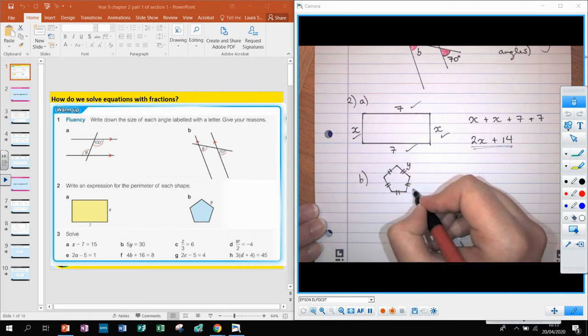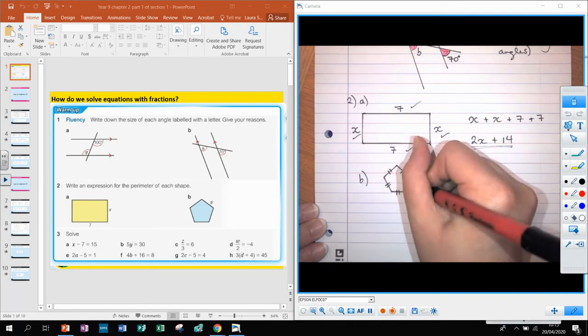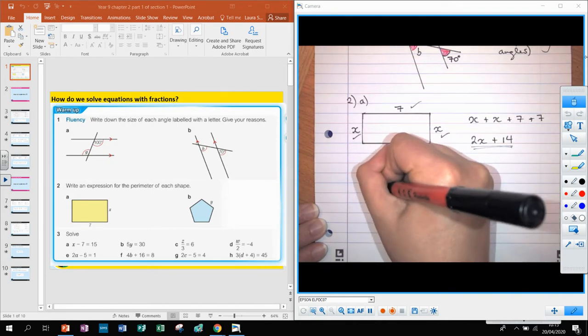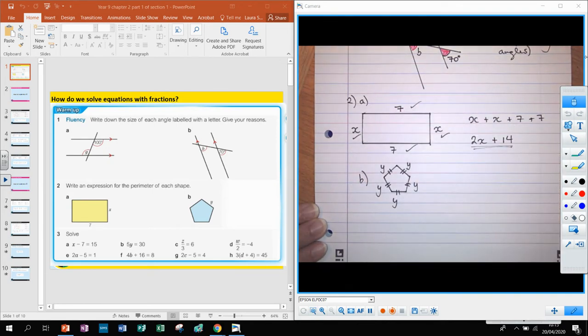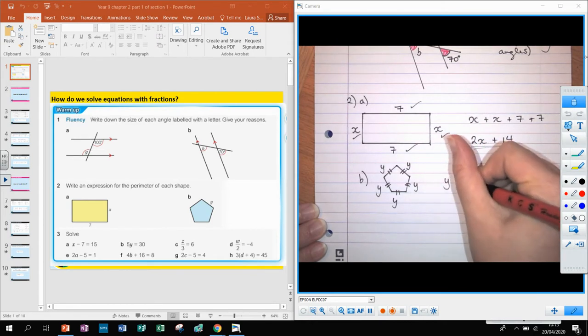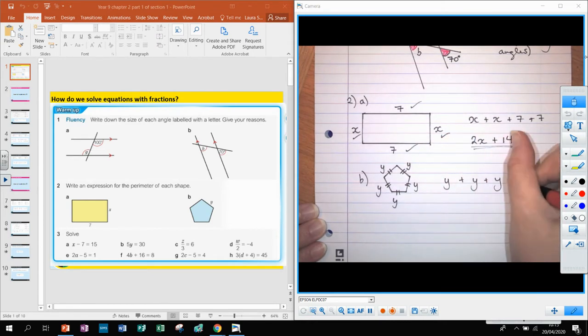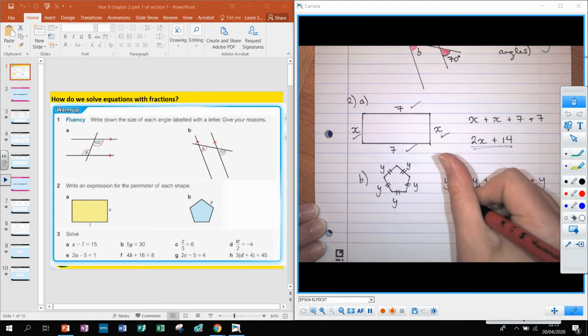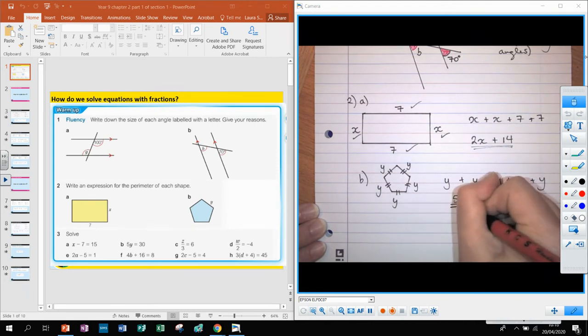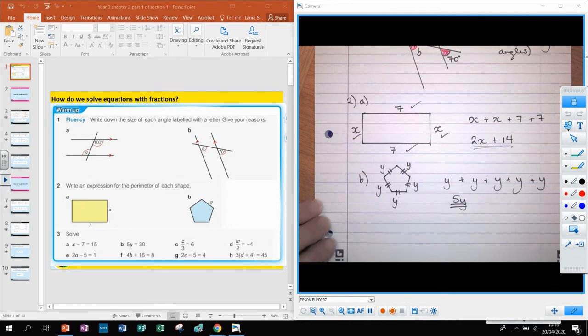So we've got y being one length. Since it's regular, all of those lengths are the same. And for the expression, I could write out y plus y plus y plus y plus y, but we should all recognize that that is 5y. So 5y is our final answer.